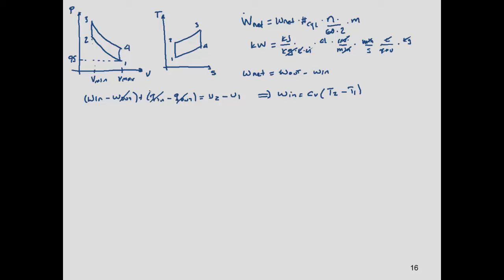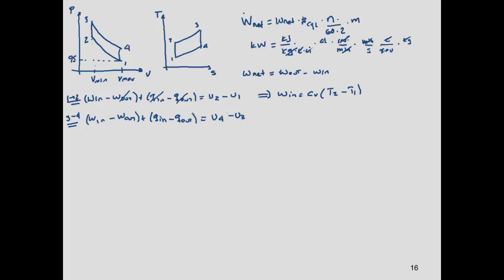So how do we get work out? Well, applying the same, we will have work in, and mark this as 1 to 2, 3 to 4. So work in minus work out plus Q in minus Q out equals U final, which will be U4 minus U3.